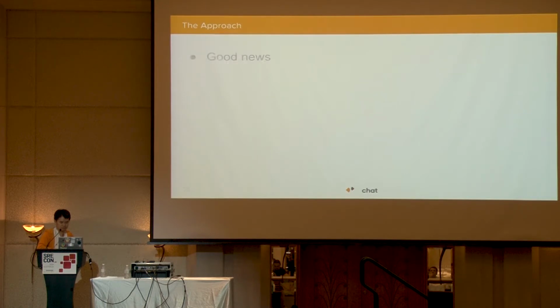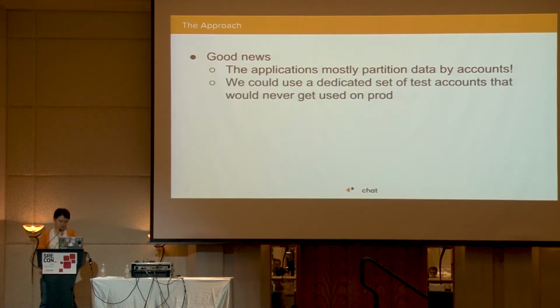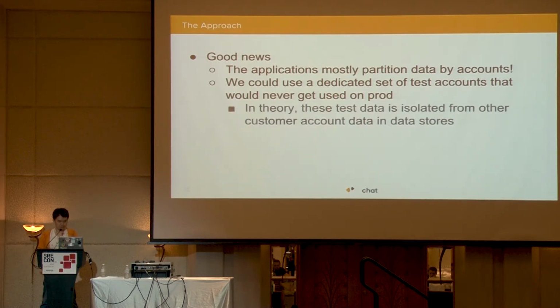So let's talk about different approaches. The one piece of good news when we study this problem is that our application happens to partition all the data by accounts. So that gives us a chance: if we create test accounts on the production environment and let it replicate, we end up with a bunch of test accounts in the DR environment. And then if we declare that we are not going to touch these test accounts on the production environment and only use them in the DR environment, then in theory, there's no chance that the data for these test accounts will be updated or modified on the production environment.